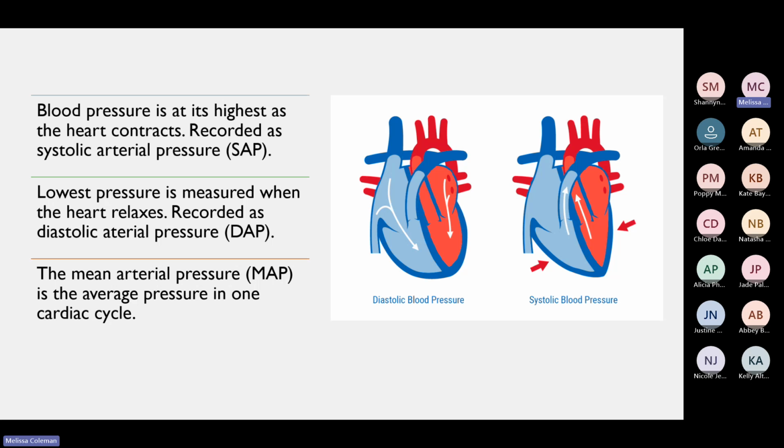Blood pressure is at its highest when the heart contracts, and that's what we record as our systolic arterial pressure. And it is at the lowest when it relaxes, which is what we call our diastolic blood pressure. And then the mean pressure is an average pressure over one cardiac cycle, so contraction and relaxation.